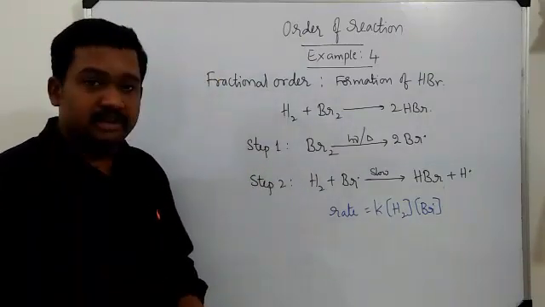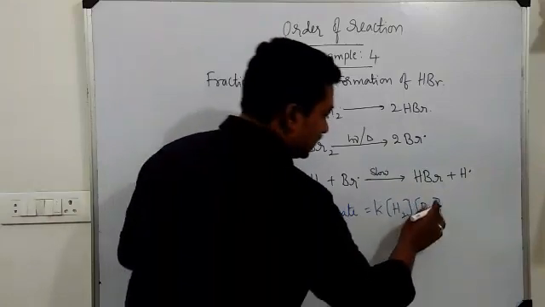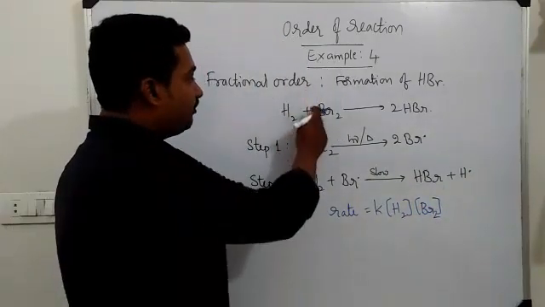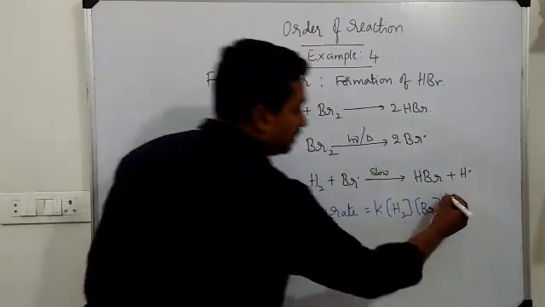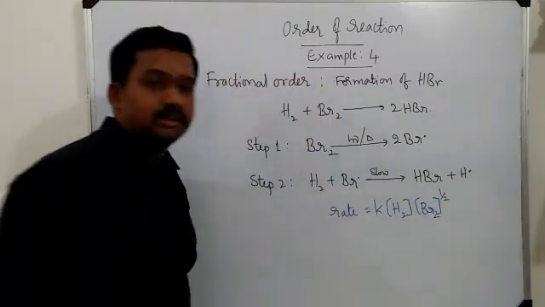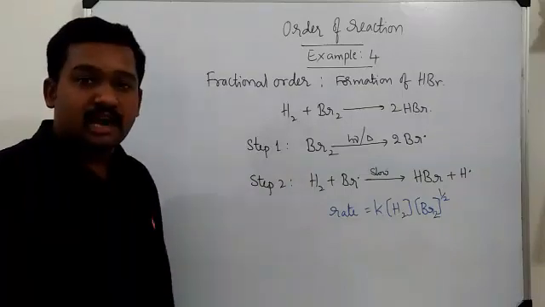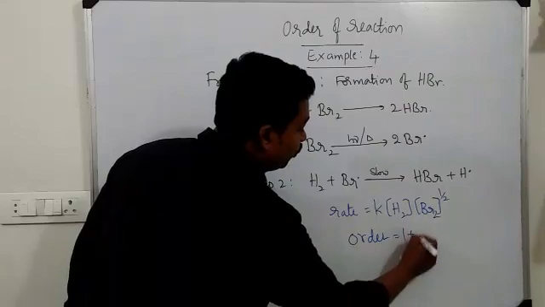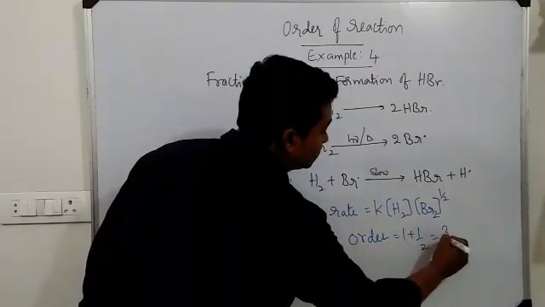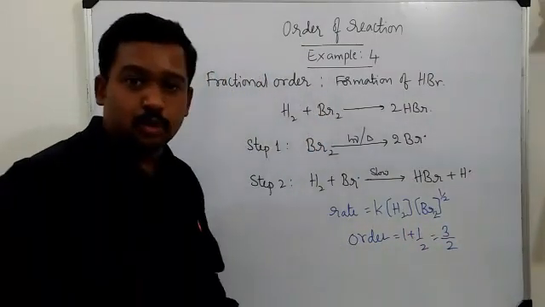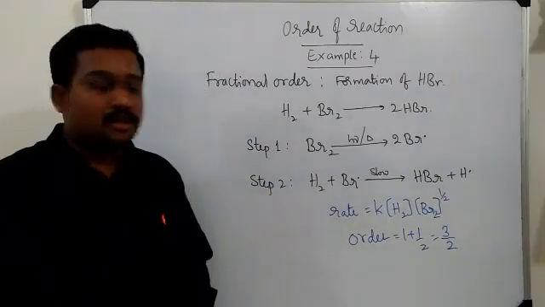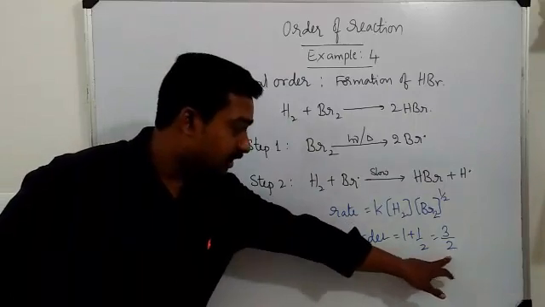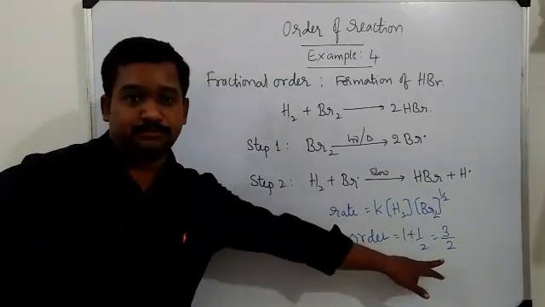Then what is the possible way? The only way possible is considering this as half Br2. When it is half Br2, the half goes to the power and becomes a fractional power. So Br2 to the power half. Therefore, the order of this reaction becomes 1 plus 1 by 2, which is 3 by 2. So this is an example of a fractional order reaction where the order has become 3 by 2.